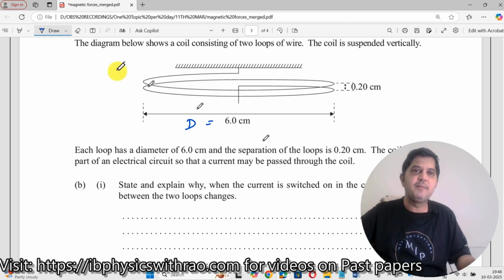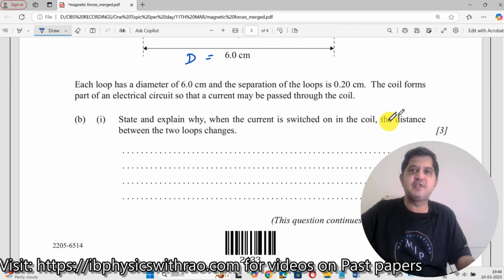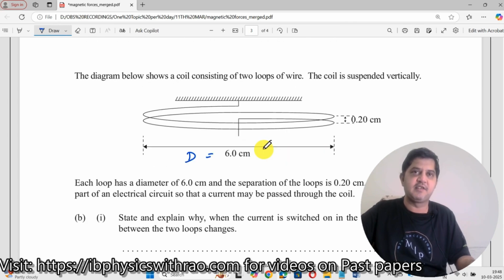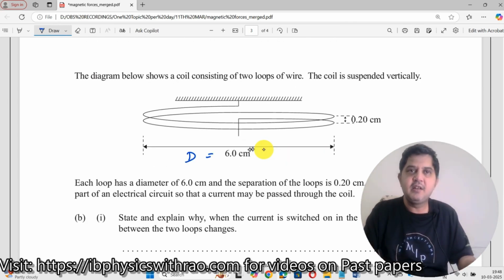Now state and explain why, when the current is switched on in the coil, the distance between the 2 loops changes. Now what happens is, the current goes like this. Let us say I am applying the current here.